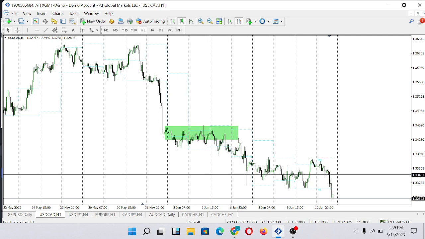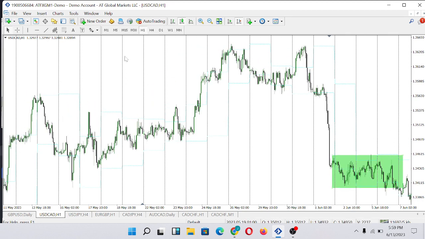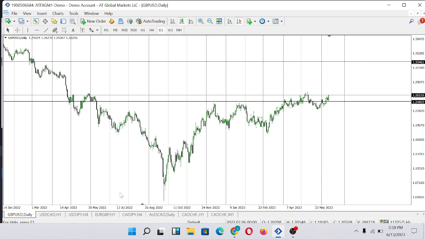And this is a range. This is a ranging market, right? So sometimes if your trend is not clear enough, there's no need to force your trade. You are not having a trade. The market is always there for you, okay? The market is always there for you.